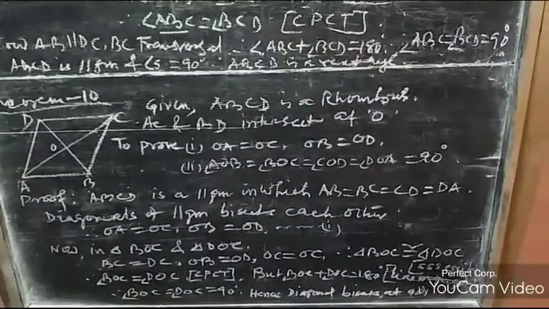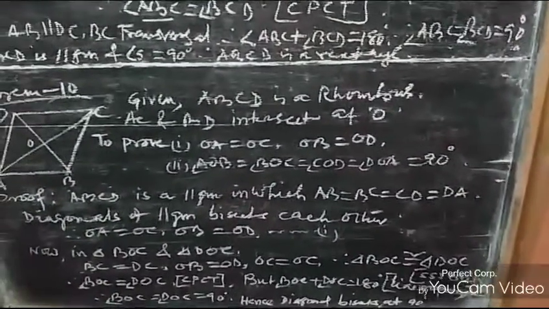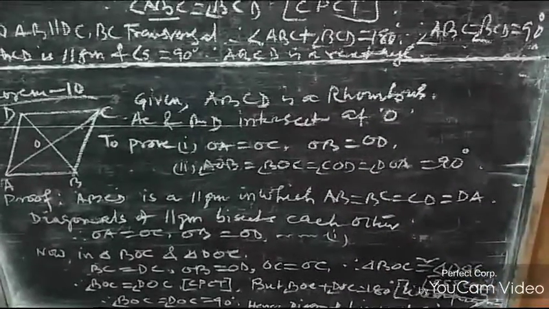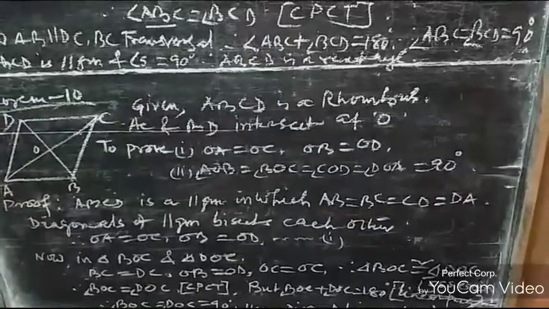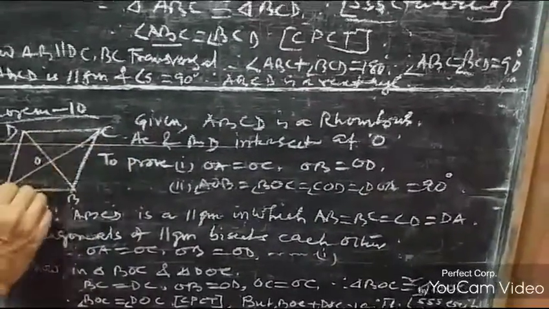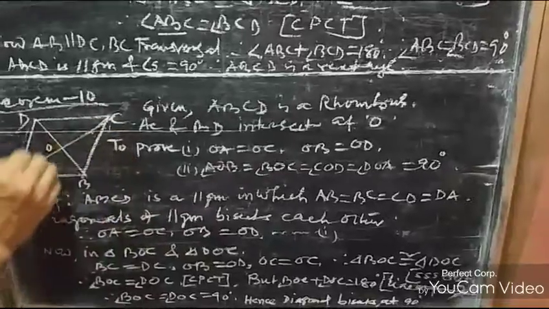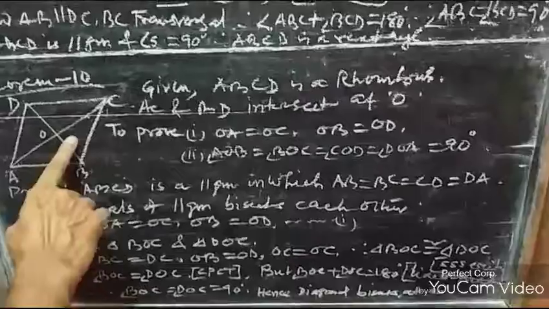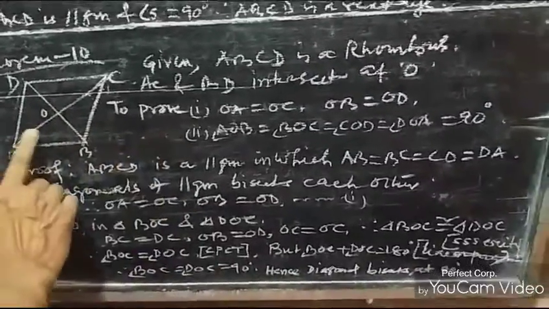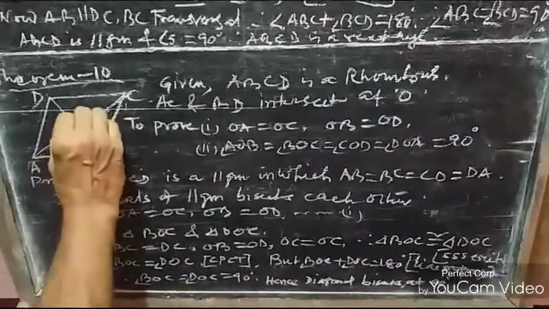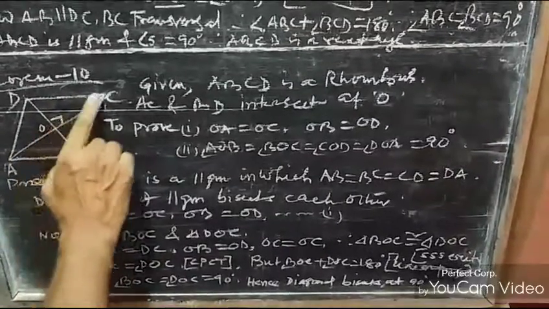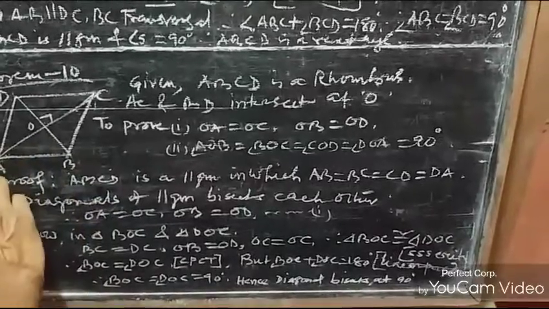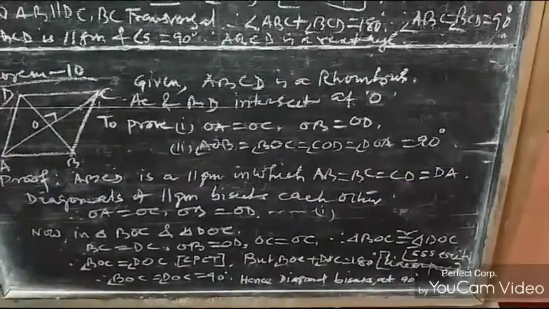Next is theorem number 10. It asks us to prove that the diagonals of a rhombus bisect each other at right angles. Given: ABCD is a rhombus, and AC and BD are the two diagonals, intersecting at O. We need to prove that they bisect each other at 90 degrees. Bisect means AO equals OC and OB equals OD, and they are at 90 degrees, that is, AC is perpendicular to BD.